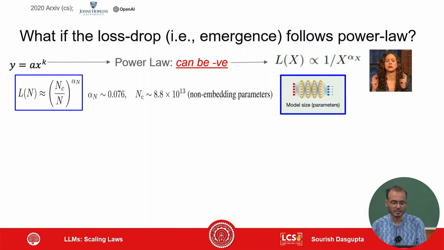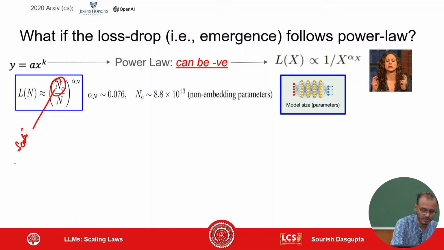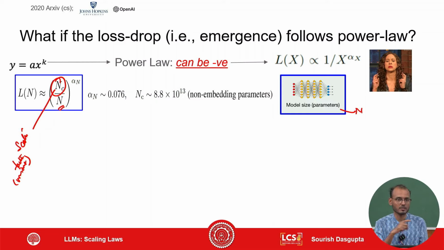So let's look at the parameter size. They came up with this hypothesis, and this is just a hypothesis, that L of n is approximately some scaling factor, which is a constant, Nc, upon n. This n is the model size on which you want to do that experiment, the x-axis.